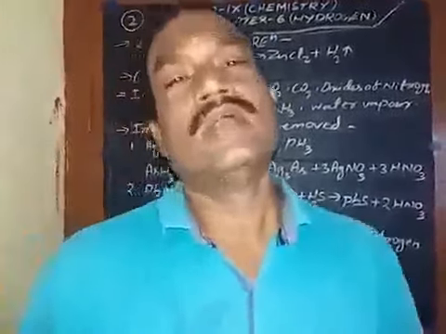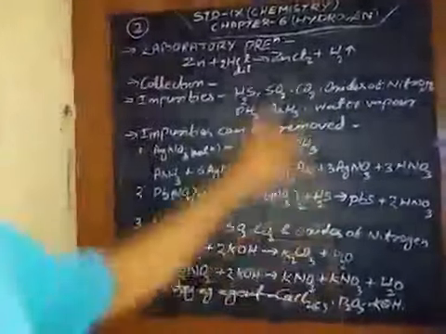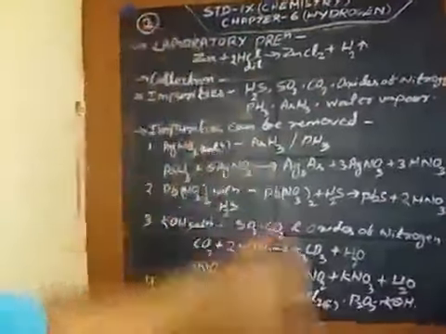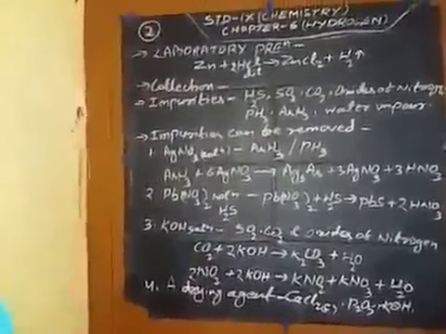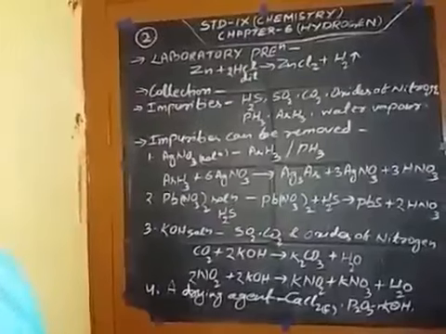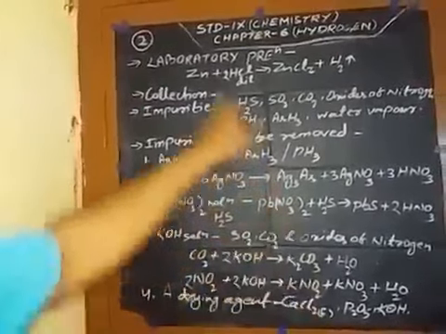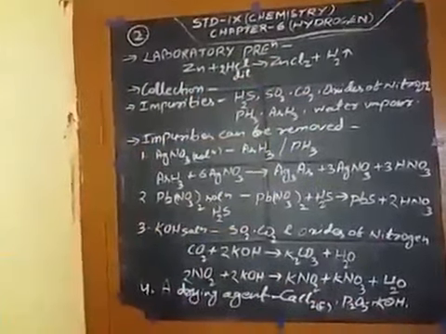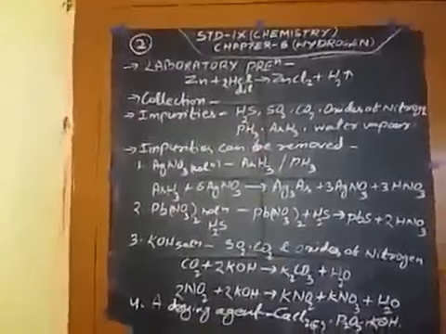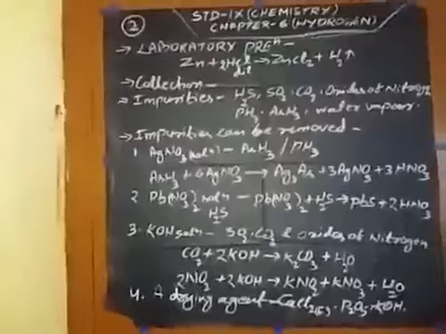Hello students, I am going to explain standard 9 chemistry, chapter 6, hydrogen, part 2, that is laboratory preparation of hydrogen. So zinc is preferred for laboratory preparation of hydrogen with dilute HCl or dilute sulfuric acid to form zinc chloride and hydrogen.